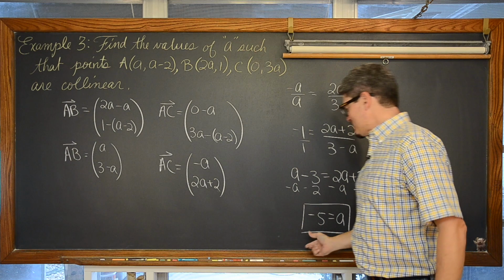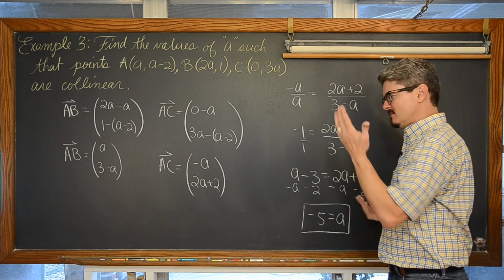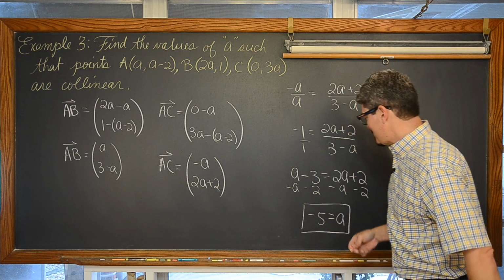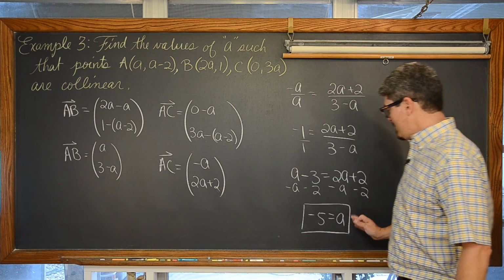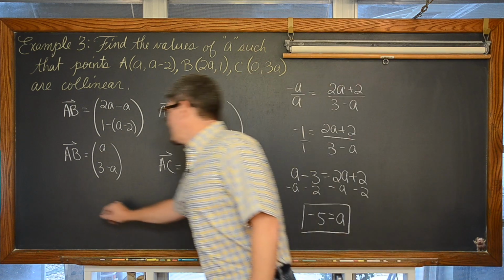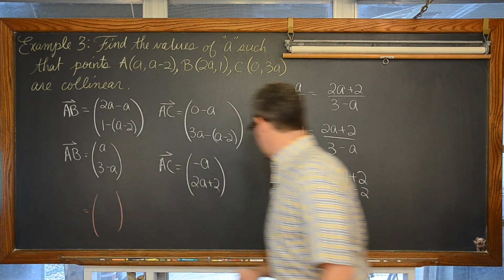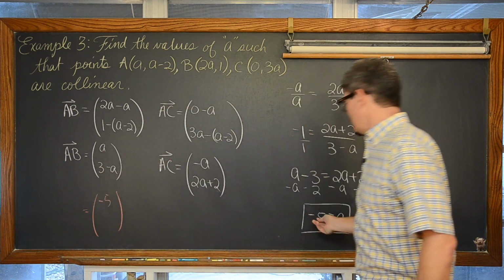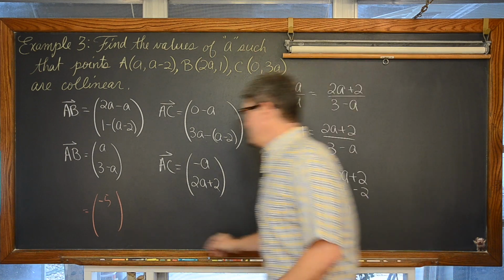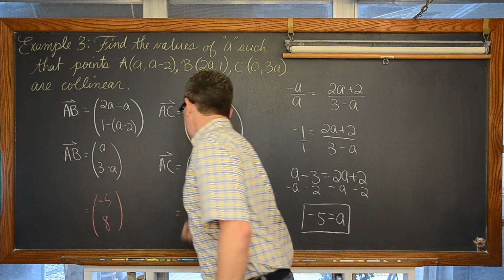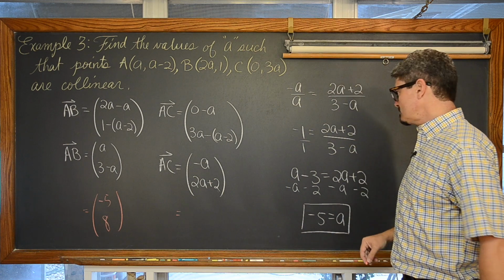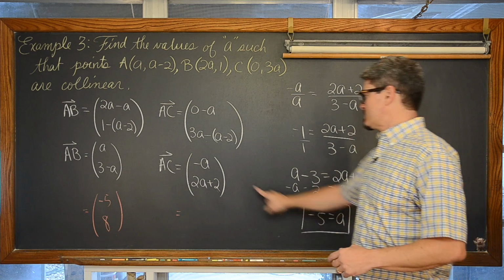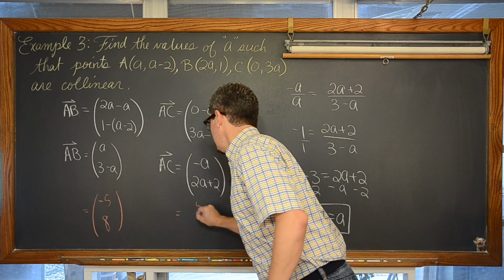And if you want to check your answer, I mean, I got an answer, but just because I did it doesn't mean it's right. I had to reshoot one scene of this video because I miscopied something. Let's go ahead and plug that back in. If we say that a is negative 5, well then vector AB is what? Negative 5, 3 minus negative 5, or 3 plus 5, which is 8. AC then is going to come out to be negative a, and a is negative 5, so negative negative gives us a positive 5.